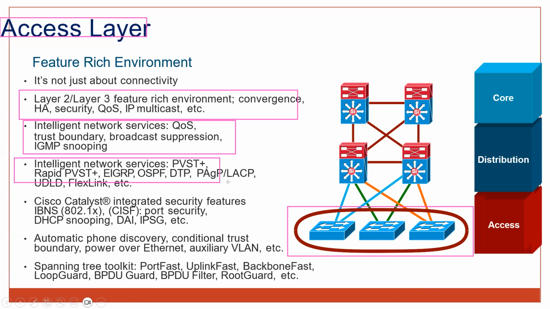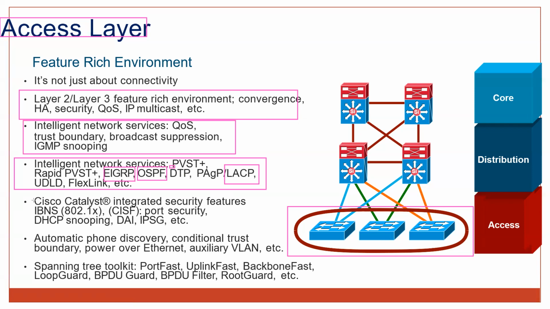Then we can use PVST+. In our lab later on, you'll see that we'll use MST, multiple instance spanning tree, and we'll see why we are using it and what the advantage is. Then we'll use EtherChannel. We have PAgP, LACP. We'll use LACP in our lab. We have EIGRP, we have OSPF, we have VTP configuration. This is DTP, but VTP configuration. Like that, I think we are going to cover at least 80-90% of the features we have in the access layer.